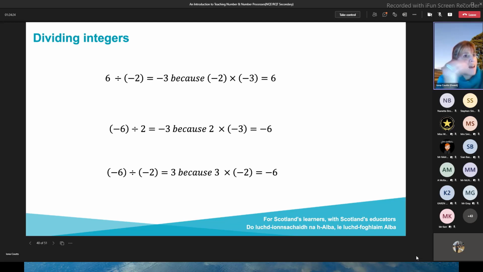And so it's that link back to what they've just learned. They've learned that -2 times -3 is 6. So therefore, they've also learned that 6 divided by -2 is -3. And they've also got 6 divided by -3 is -2.